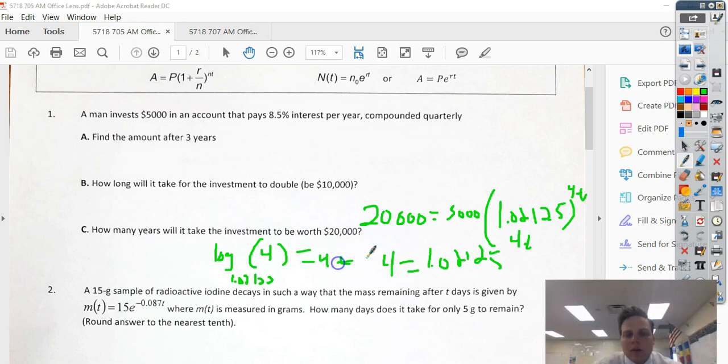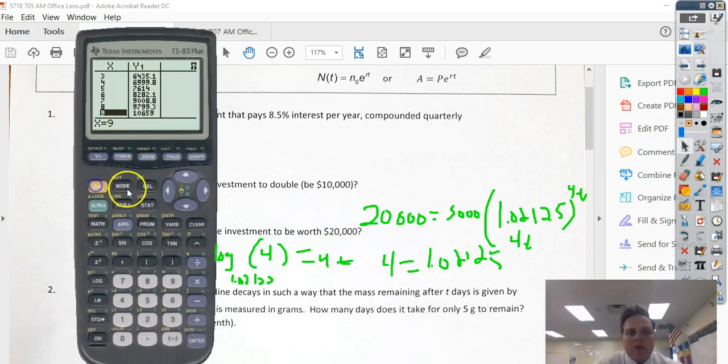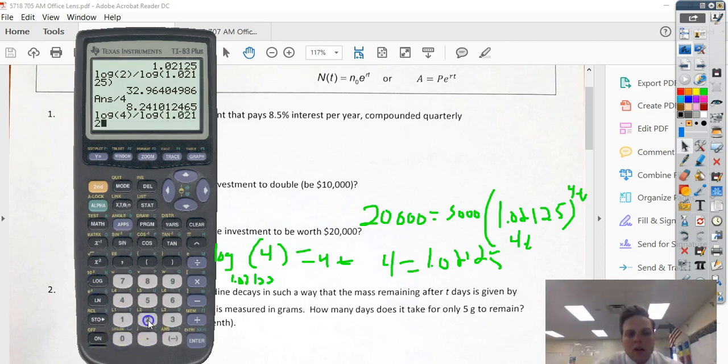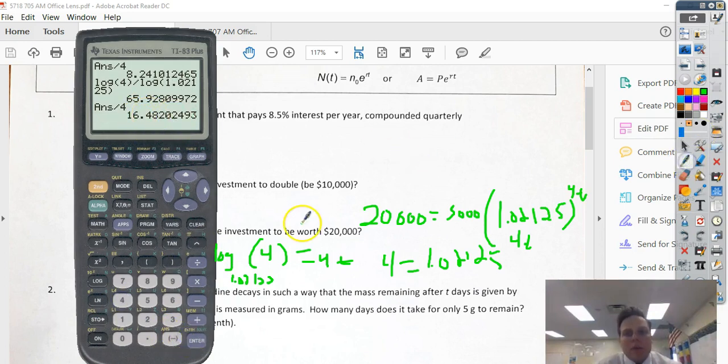And so I'm going to go to my calculator, and I'm going to make this magic happen. So, a second. I'm going to say log of 4 divided by log of 1.02125, and then I'm going to divide that by 4. And we're going to see that it would take me about 16 and a half years.